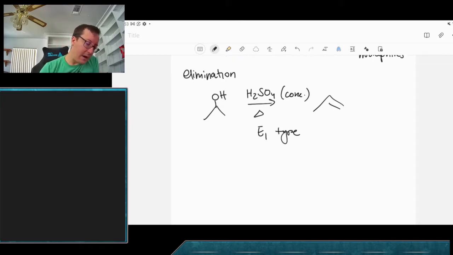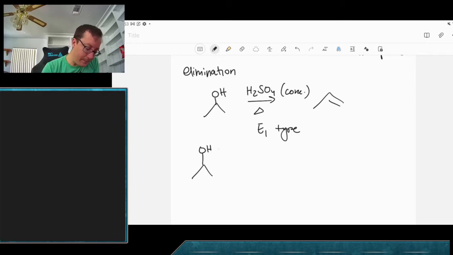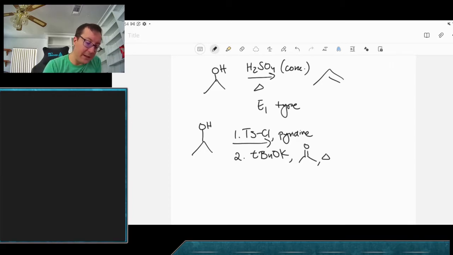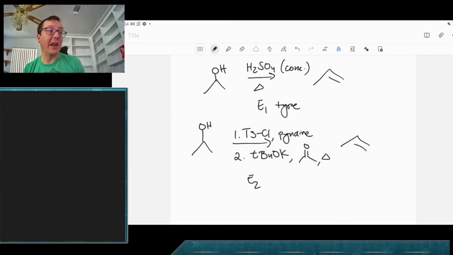And this is an E1 type of elimination. If we wanted to do an E2 type of elimination, we would need to first tosylate it, and then we would go ahead and put in our base of choice. Maybe it's potassium t-butoxide and a polar aprotic solvent like acetone, although that's probably not the best. Whatever, it works. With some heat, and then we'll end up doing an E2 elimination here onto our alkene. So we can form an alkene by eliminating an alcohol, either using concentrated sulfuric acid, or you can tosylate and eliminate E2 style. All right, so either way works.